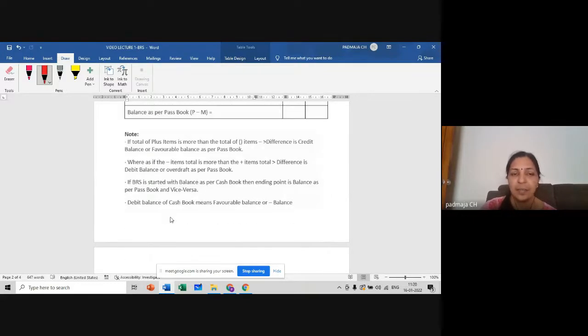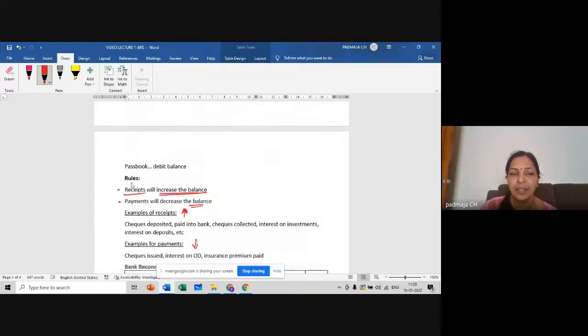Guys, just remember that the rule is receipts will increase the balance, whether it is cash book or passbook. If you are identifying that a given item is a receipt, what will it do? It will increase the balance. In the same way, payments will decrease the balance, whether it is cash book or passbook. If a payment is recorded, it is going to decrease the balance.